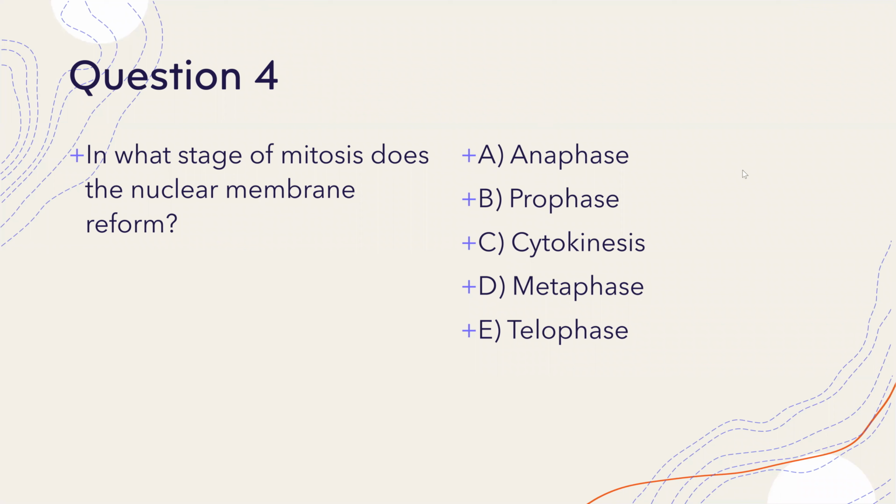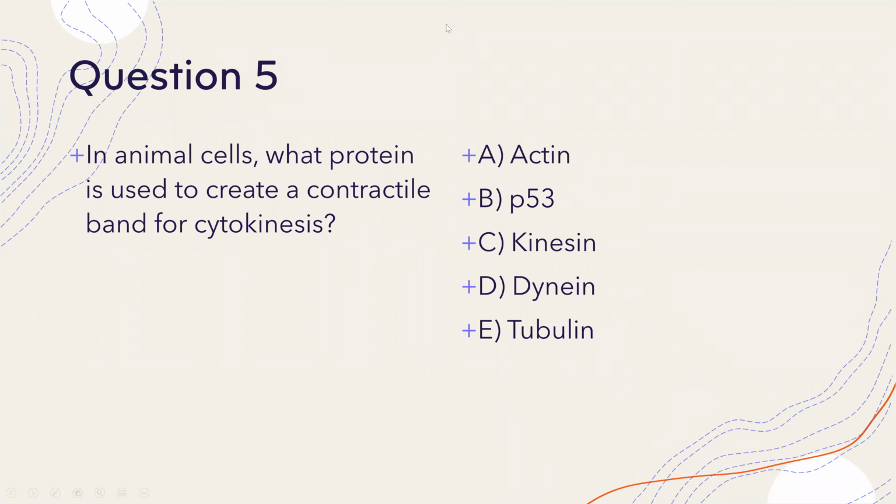All right, perfect. So I am getting a lot of E's, and that is correct. It is in telophase that the nuclear membrane starts to reform along with the nucleoli and the chromosomes uncondensing back to chromatin. Here's another question, just to make sure we get it.